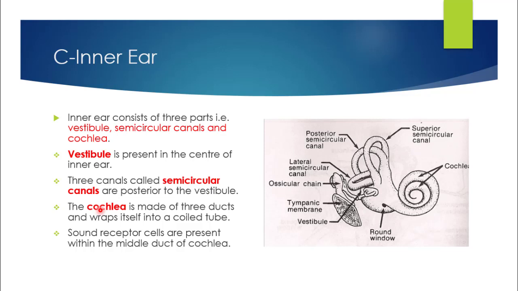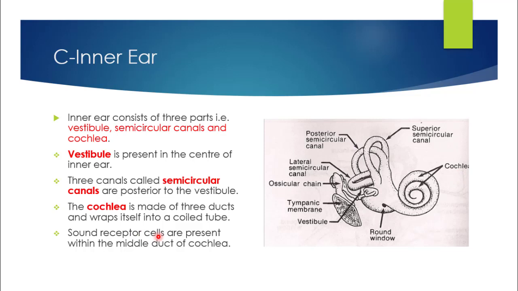The third important part is cochlea, which is made of three ducts and wraps itself into a coiled tube. As you can see, it looks like a snail. It consists of three ducts that wrap in the form of a coil, and this portion is called cochlea.